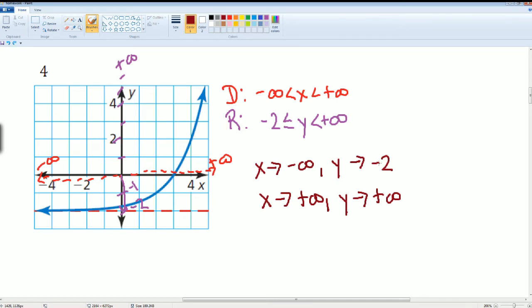So make sure you understand where that -2 is coming from. The -2 comes from the graph stopping here at -2. It does not go down. Okay, this is an asymptote. Okay, but again, you won't be given something like 4 yet, but I just want to make sure you see this.